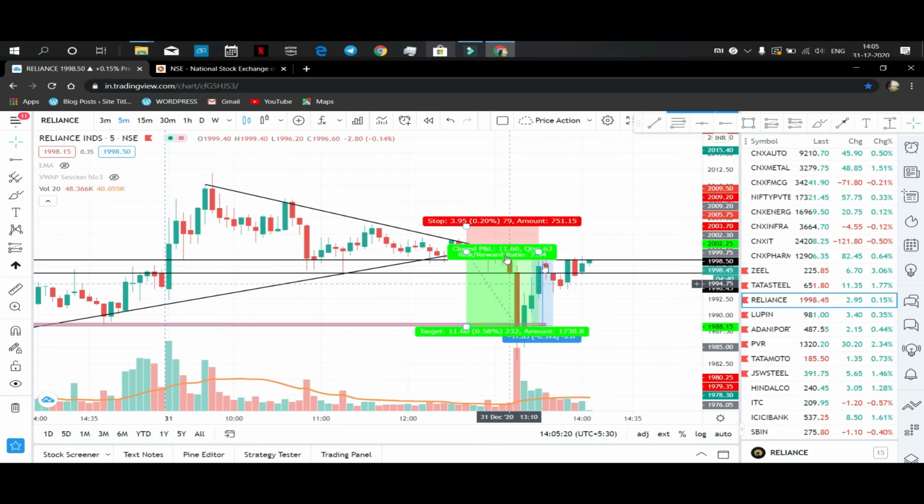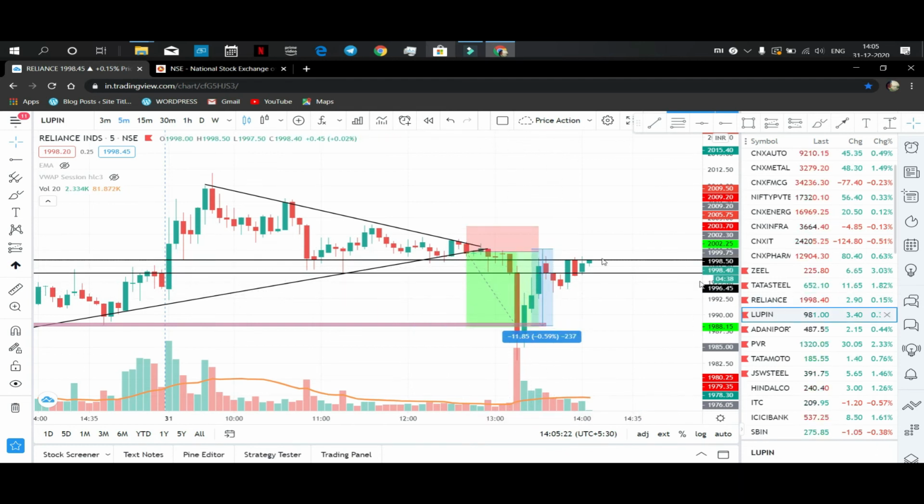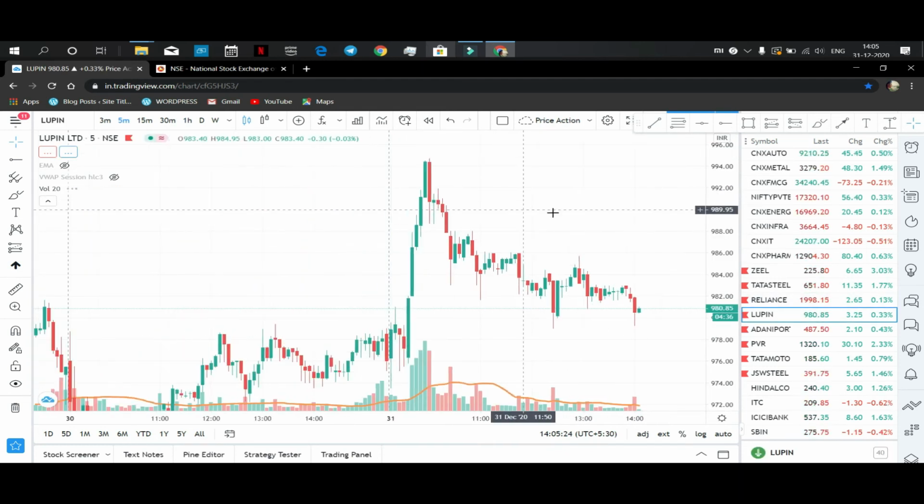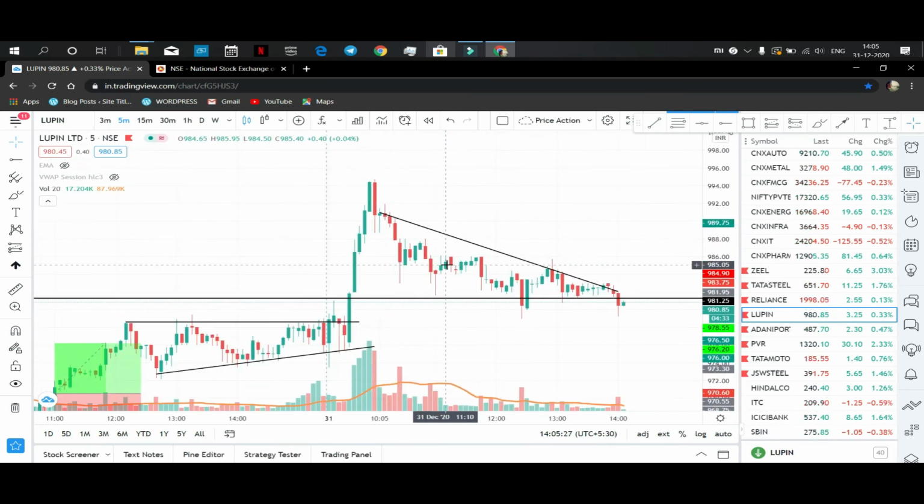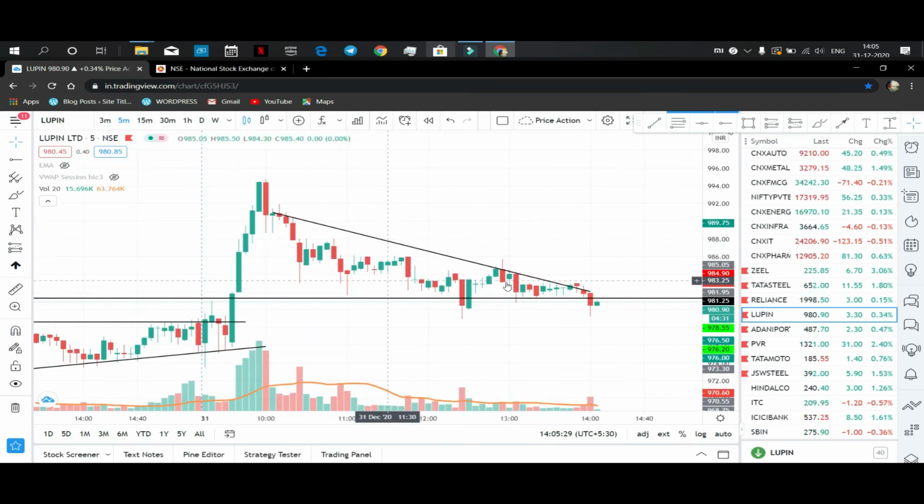So this was a good trade for me, and these were the only 2 trades I'd taken today. The next one was Lupin. I had found an opportunity in this stock, and I did not take a trade because the stock is still forming.